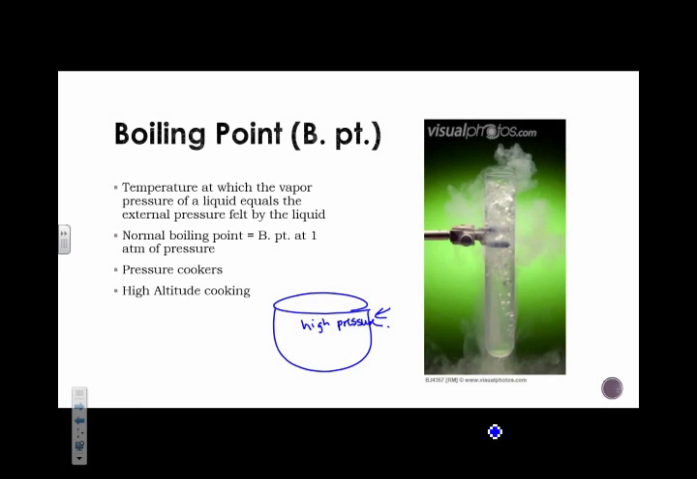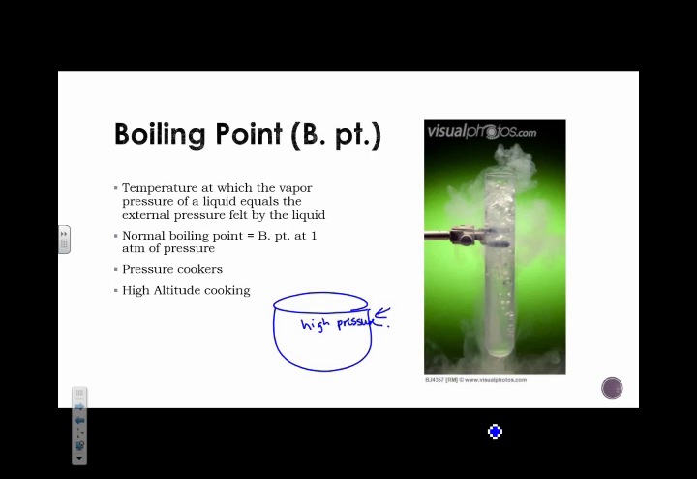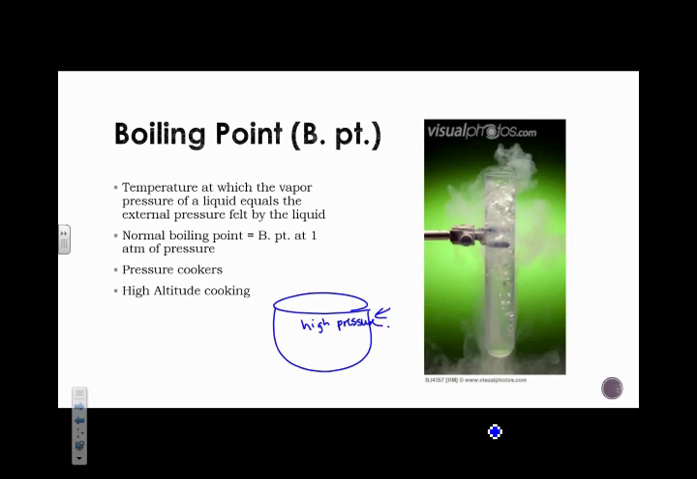High altitude cooking, on the other hand, when you go to the top of a mountain and you're cooking, you'll find that your water boils at a much lower temperature because atmospheric pressure is lower, and so your food takes longer to cook because there's not as much energy being transferred because the boiling point isn't as high.